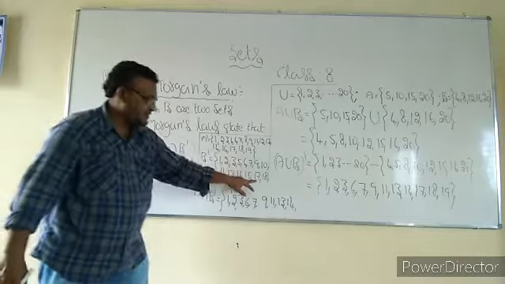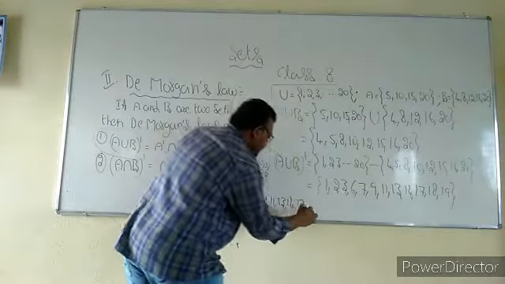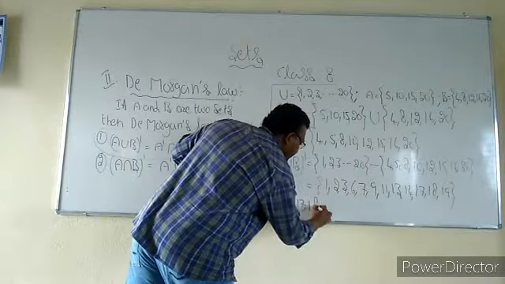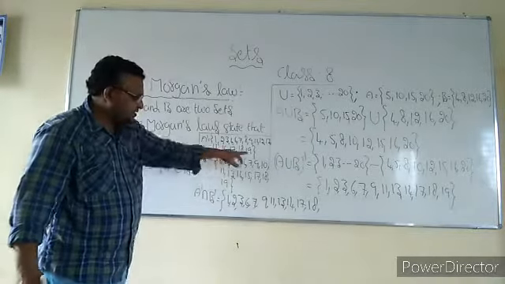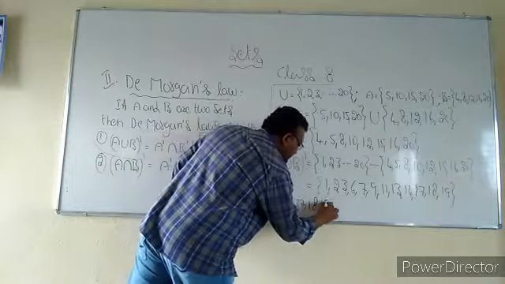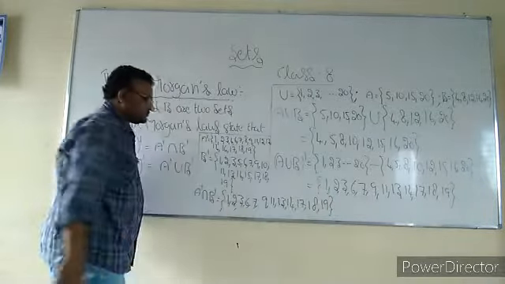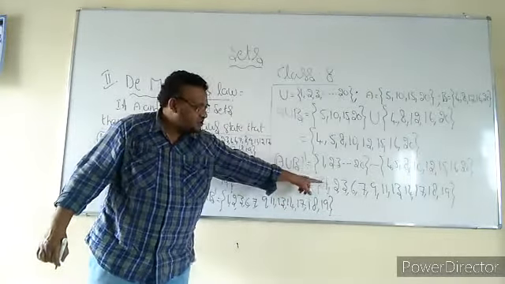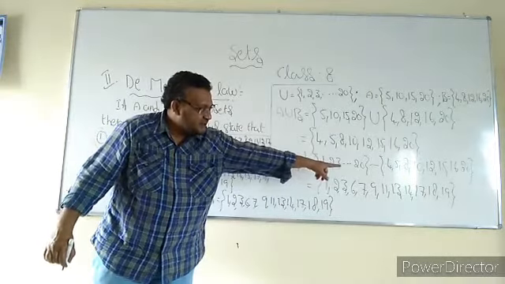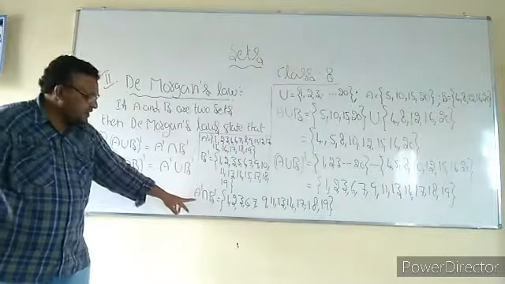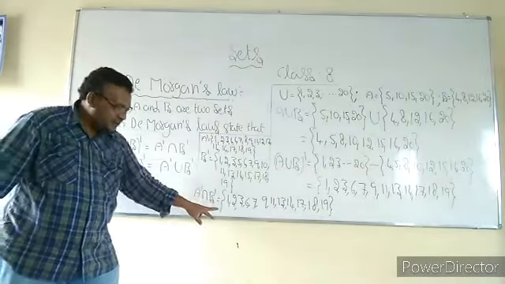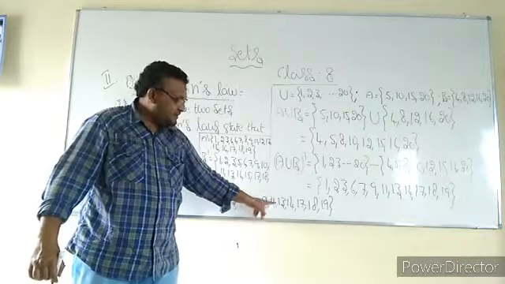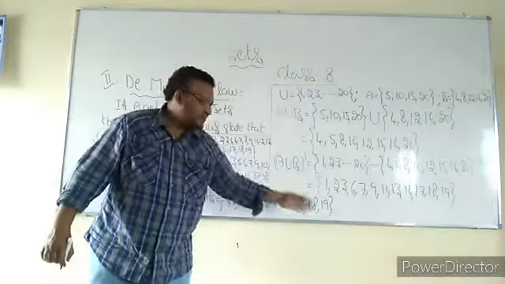And next 17, yes, commonly. 18, so in both sets 18 is there, write down commonly. And the next 19, here also 19. So now we check A union B dash. What are the elements here? 1, 2, 3, 6, 7, 9, 11, 13, 14, 17, 18, 19. So in A dash intersection B dash, the elements are 1, 2, 3, 6, 7, 9, 11, 13, 14, 17, 18, 19. Both are the same.